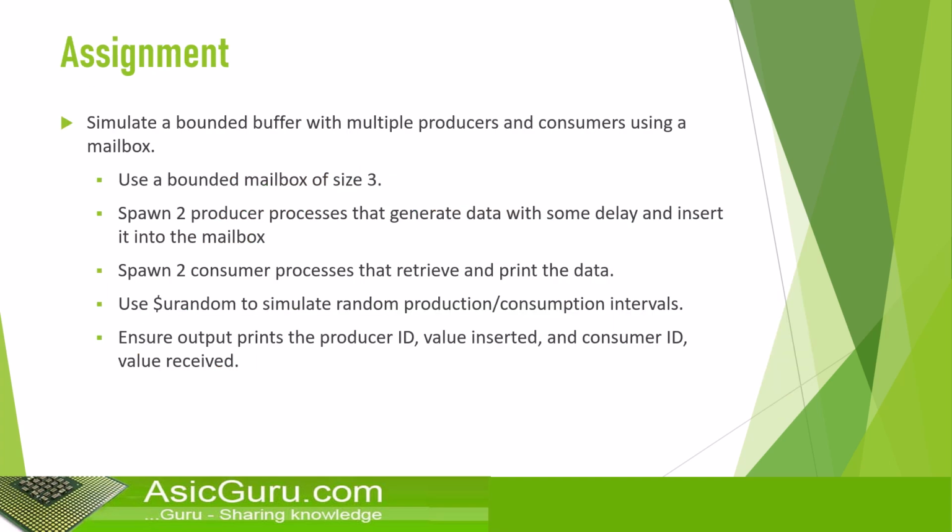So next we have an assignment based on mailboxes to test your understanding on this topic. So here you have to create a bounded mailbox buffer of size 3. In this you have to create two producer processes that will generate the data and try to place it into the mailbox with some randomized delay. And at the same time, two consumer processes will fetch the data from the mailbox and process it. Also, you have to display the producer ID, the value inserted, and the consumer ID along with the value consumed. So after completing this assignment, you will get a very good understanding of synchronization, especially when multiple threads share a common resource.